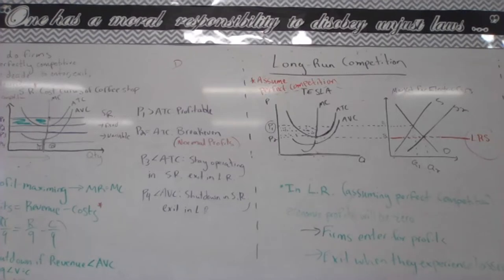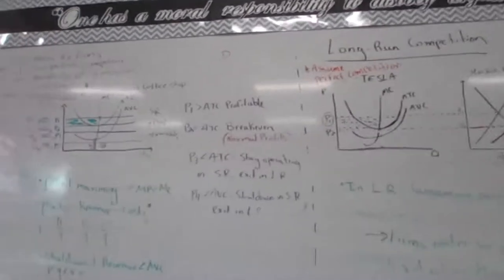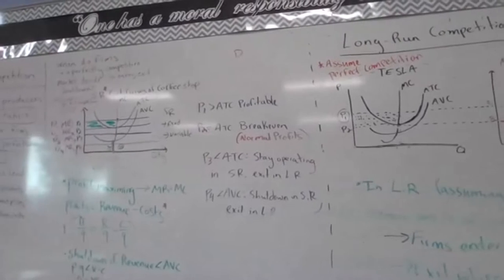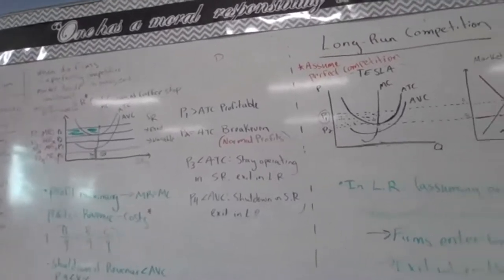And then at P4, when price is lower than average variable cost, you're going to shut down in the short run and exit in the long run. All right, now let's get into the long run competition model.